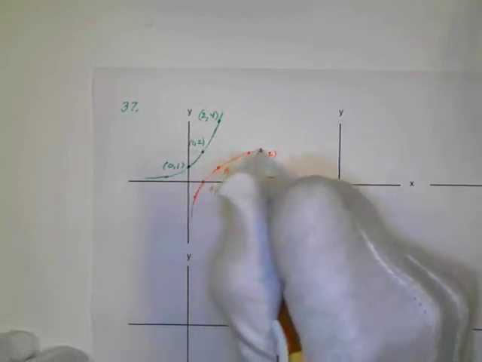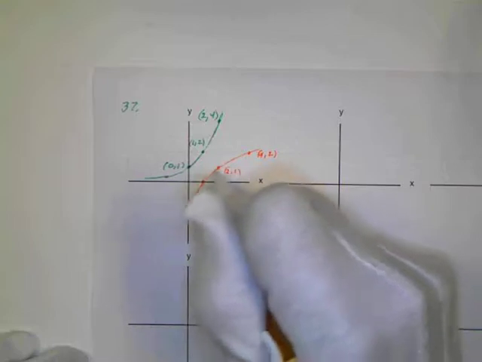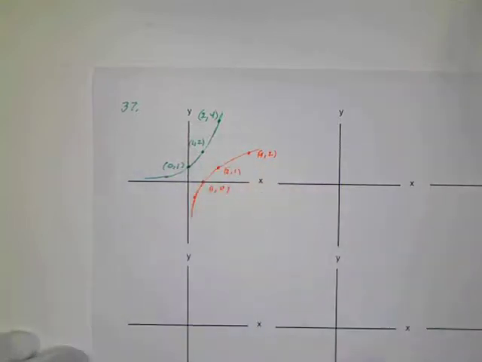And we have the two different grids. I'm probably going to use different grids for the other problem just because of the way the points work out. But there's your inverse function.